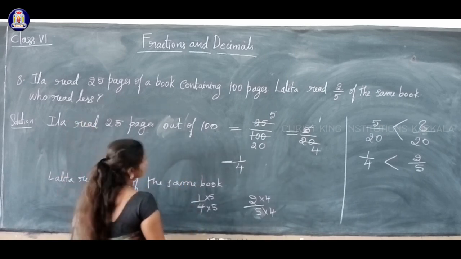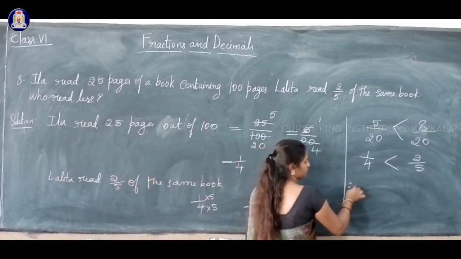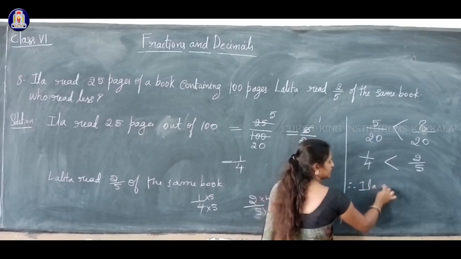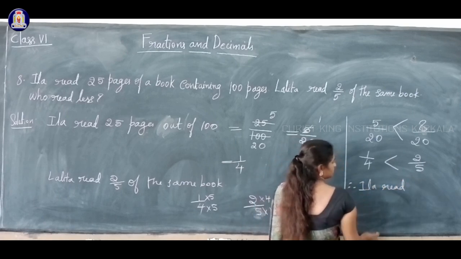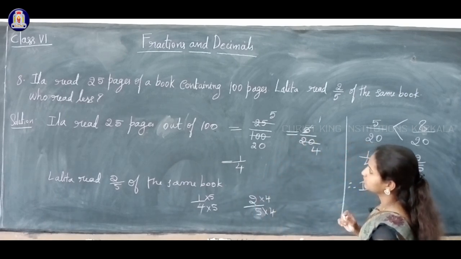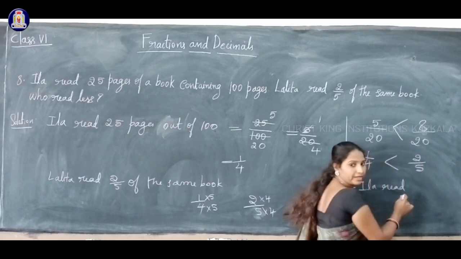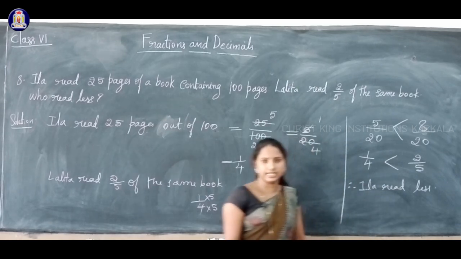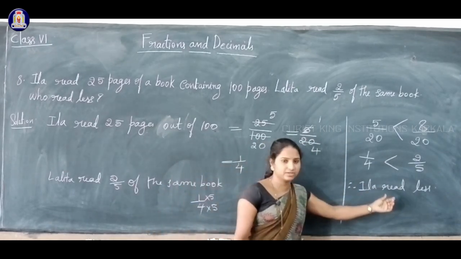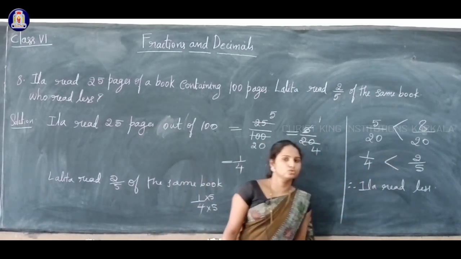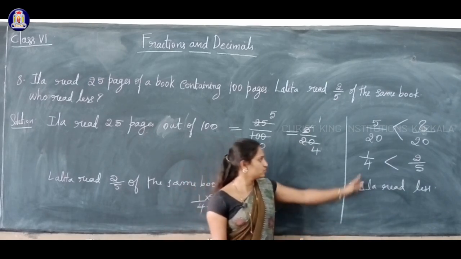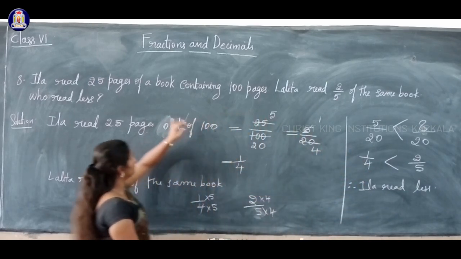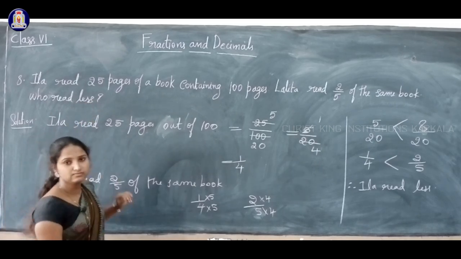So therefore we can say Ayla read less number of pages. Clear? So that means Ayla read less. So directly you can write Ayla read less, because 1 by 4 is lesser than 2 by 5. 2 by 5 is greater one. So 1 by 4 part of the book is read by Ayla.